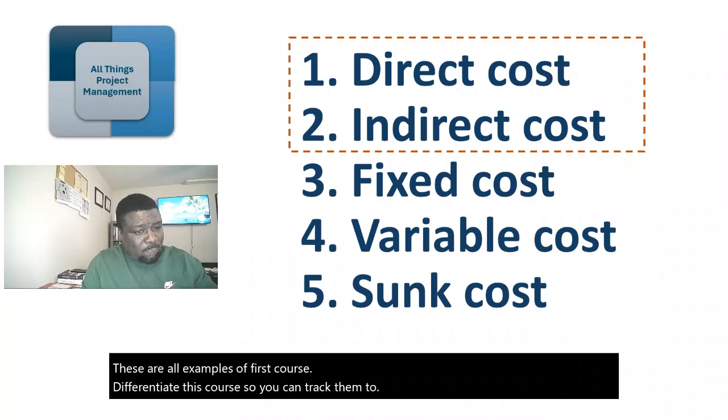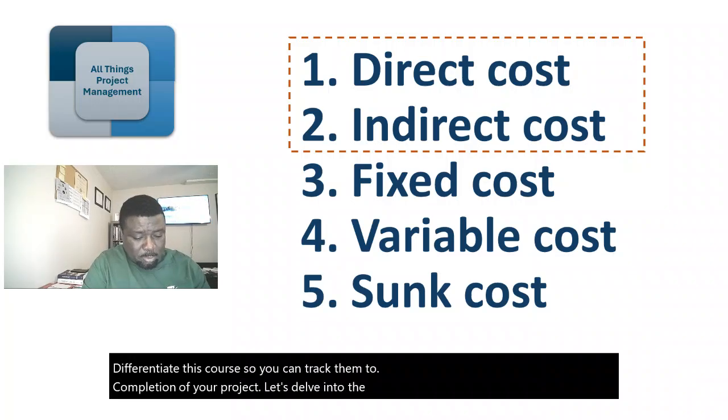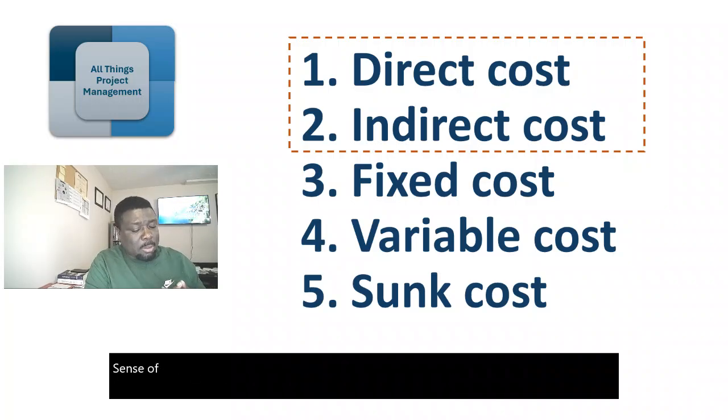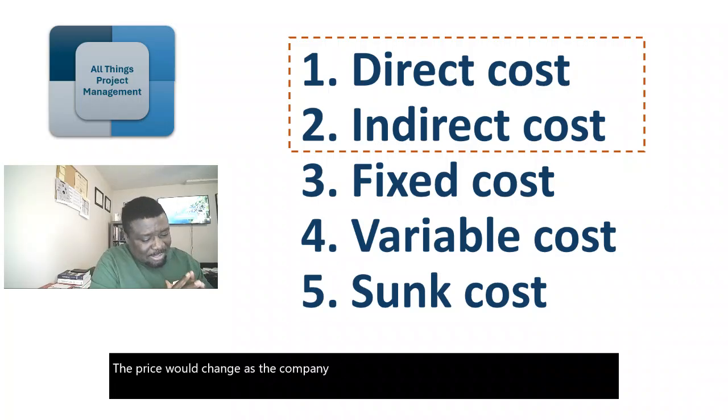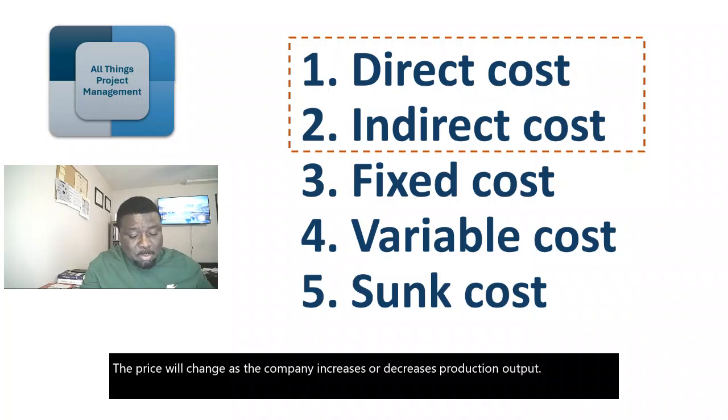Let's delve into the fourth cost, which is the variable cost. The name suggests it is directly opposite of what fixed cost is all about. These are costs that provide a sense of control throughout the project life cycle, right? The price will change as the company increases or decreases production output, giving the company the power to manage this effectively.